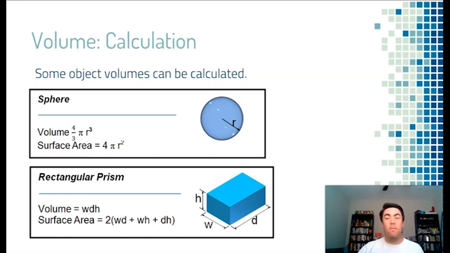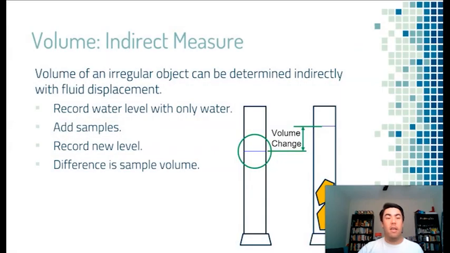We can also measure the volume indirectly. So the volume of an irregular object can be determined with fluid displacement. We can record the water level in a graduated cylinder, add the sample that we wanted to determine the volume of, record the new level, and find the difference, and that would give us the volume of our sample.